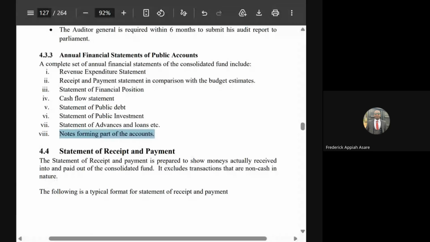They have receipt and payments, which is like budget estimates. They have statement of financial position, cash flow statement, statement of public debt, and statement of public investments. For the purpose of this course, you will learn how to prepare the revenue and expenditure statements, how to prepare the statement of financial position, then maybe receipt and payment statements. These are the various things that you have to learn how to prepare.